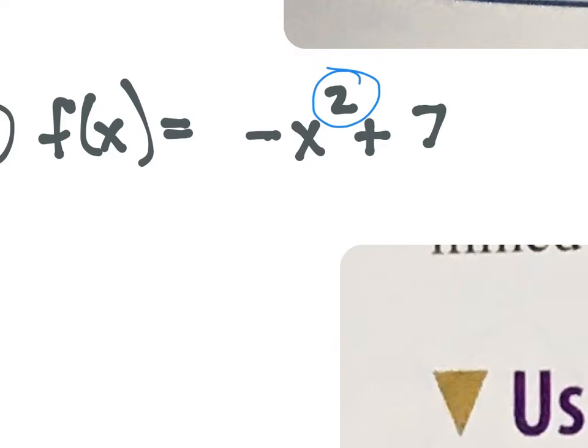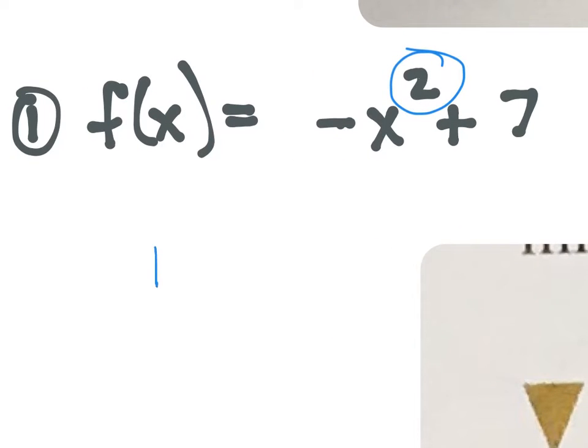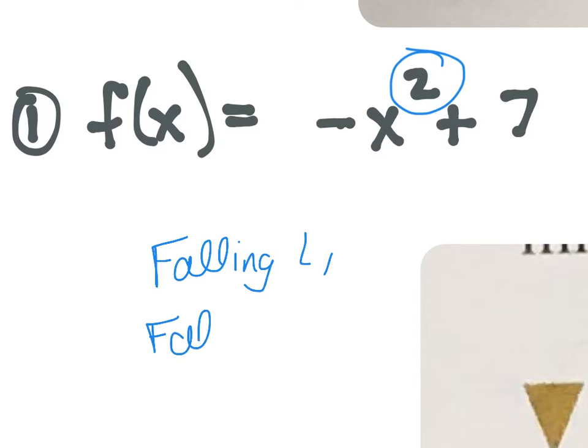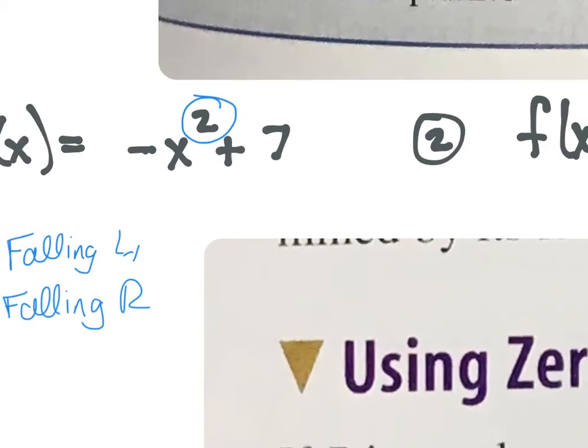It's even. So that means the direction of the arrows is the same. Guys, are they both going up or are they both going down? How do you know they're both going down? Because it's negative. So you would tell me that this is falling left and what? Falling right. You can tell that just by the exponent and the sign in the front. It's real easy when it's an even number. Because if it was a positive x squared, you would tell me that both left and right are doing what? Rising.